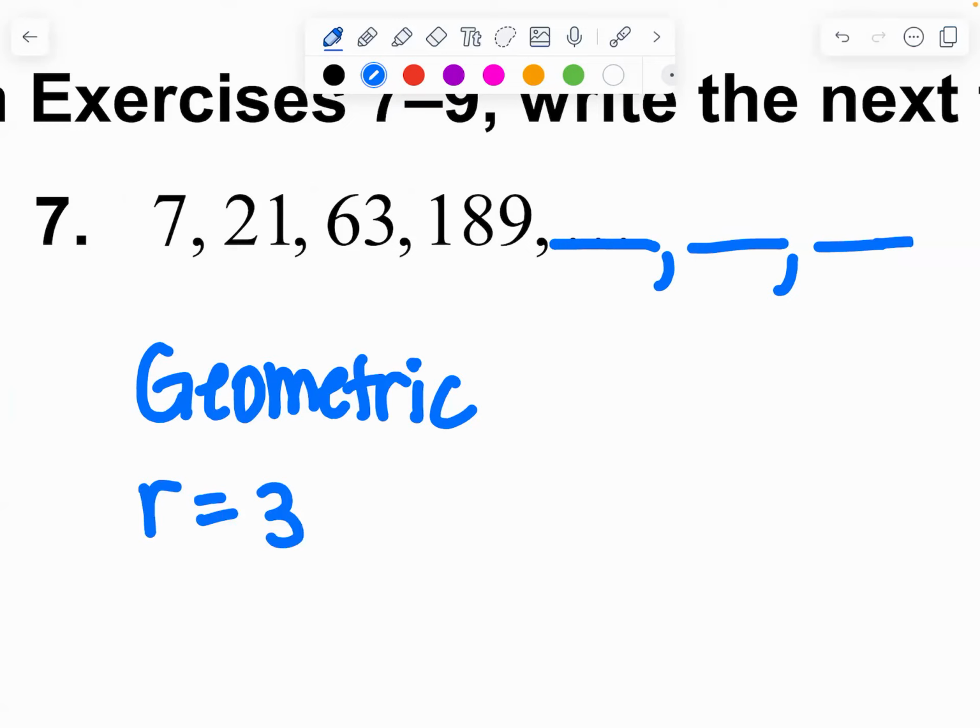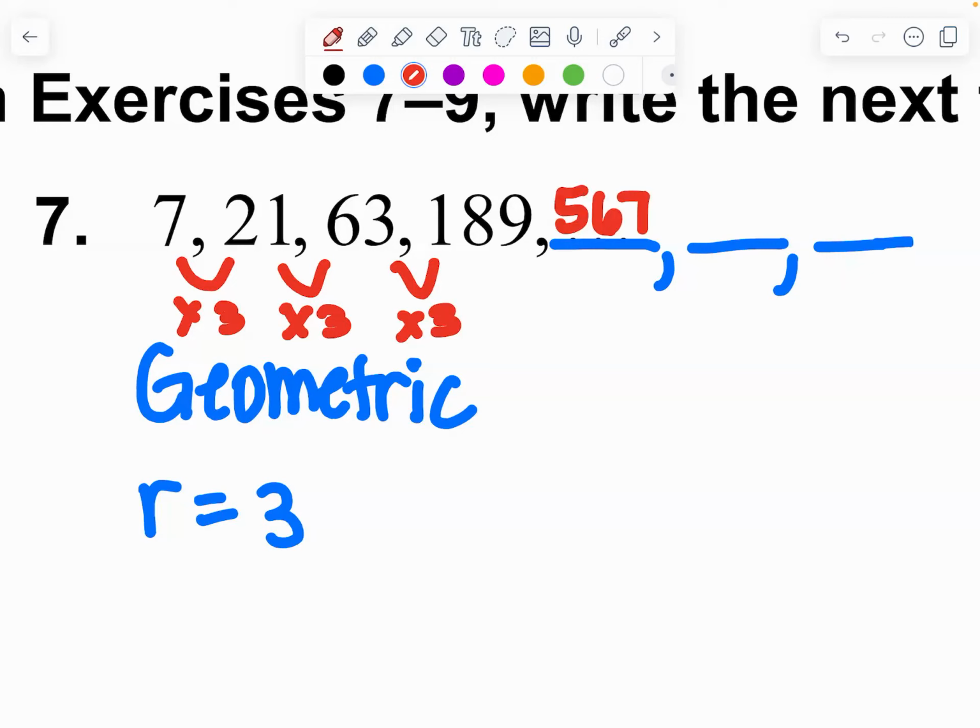If we take 189 times 3, 567. Can somebody please confirm that? Okay, now take that times 3. 1701. And then that is 5103. Okay, so these are the next three terms. We have a geometric pattern. So we're going to use that pattern and multiply by 3 every time.